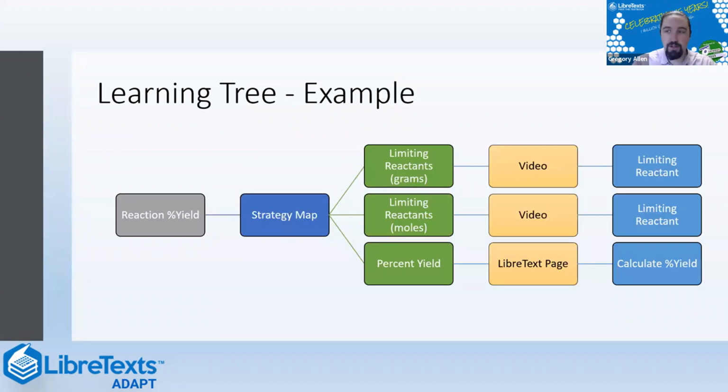And so finally, with the learning trees, I'm excited about them. So I'm going to give you an example. If I have a problem in chemistry where students need to calculate the reaction yield, or how much a reaction will produce, if they get it wrong, they're taken into a strategy map. In that strategy map, I outline the skills, content ideas, and problem-solving strategies that they need to use to solve this problem.